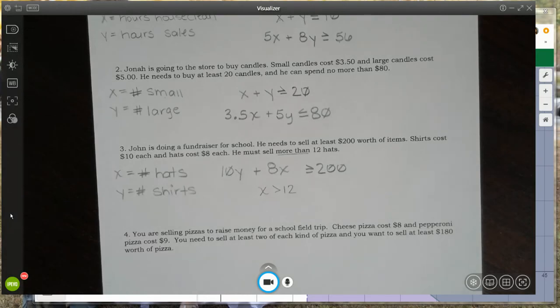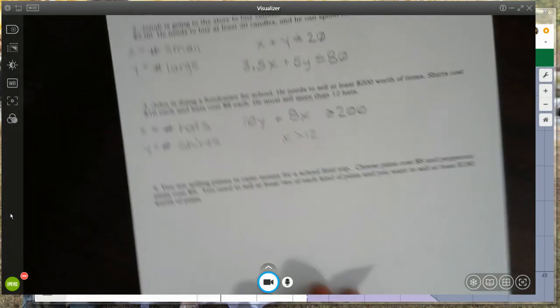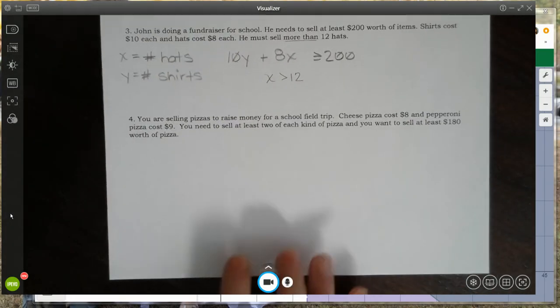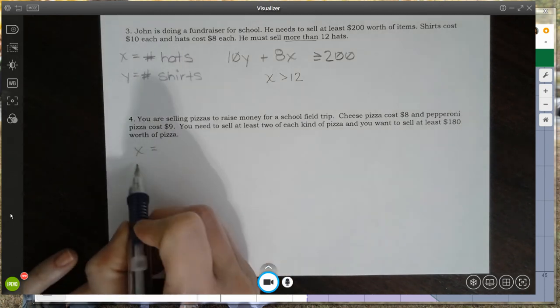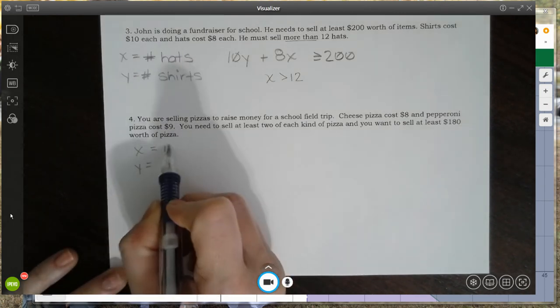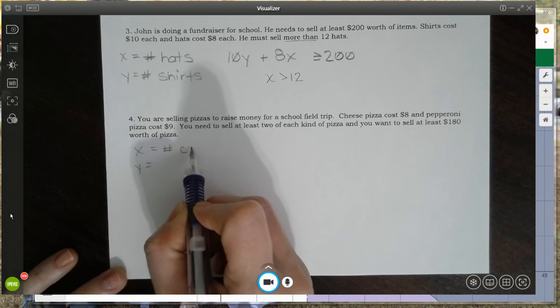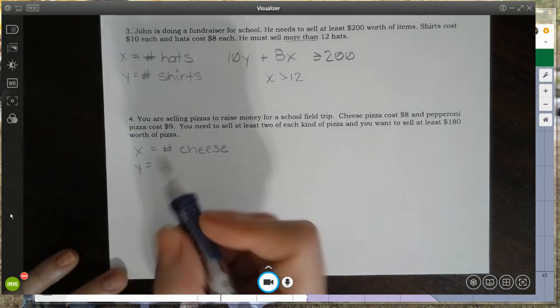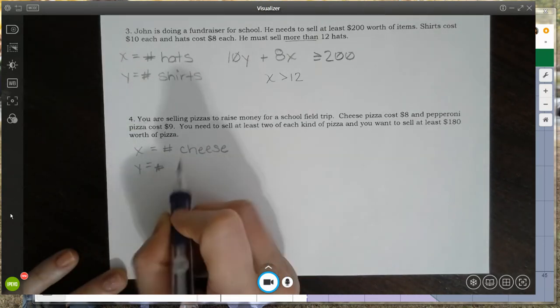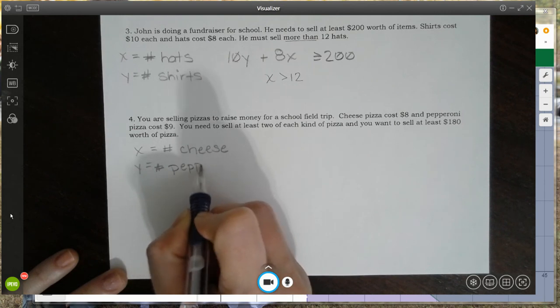Last example here, and for this one I'm just going to do the setup. I'm selling pizzas to raise money for a trip. I have cheese pizzas and pepperoni pizzas. I'm going to stop right there and I'm going to define X and Y. The first one they talked about is cheese, so I'm just going to label this one cheese. Second one they talked about was pepperoni, so this is going to be pepperoni.